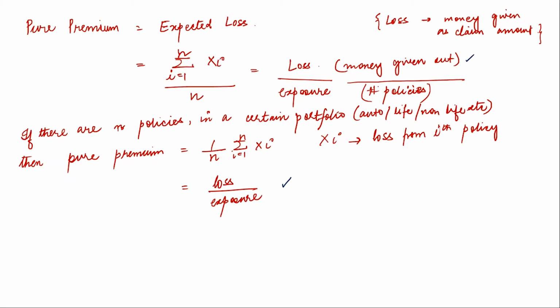So that is why you are going to take the complete total loss, the total money given out, and divide that by the total exposure, or total number of policies. That becomes your pure premium. That is the minimum amount you should charge.